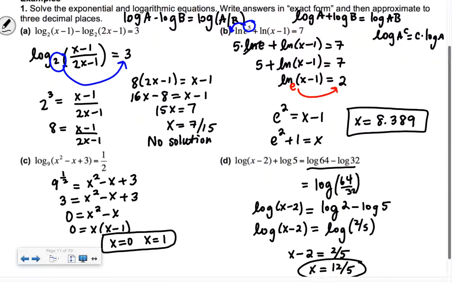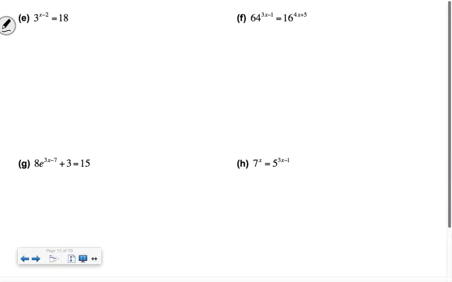All right, good so far? Moving on. So now these are in exponential form. When something's in exponential form, so we have a variable x as an exponent, we will use logarithms to solve it. Occasionally, you can get them to be the same bases. Do you guys see one where they could be the same bases? E, F, G, or H? F. Do you guys see how you have 64 and 16? You can make it both 4 to the something or 2 to the something.